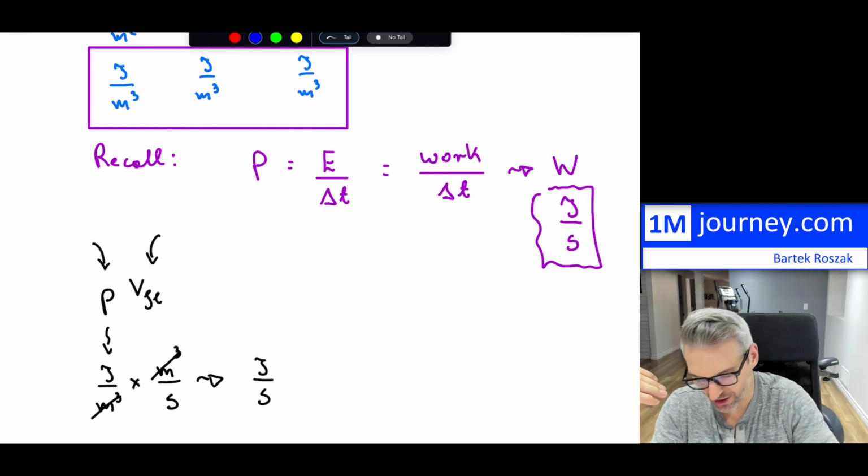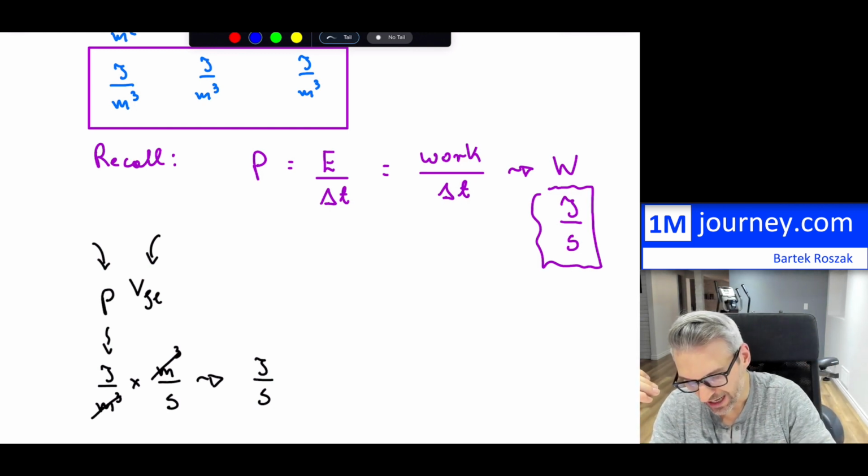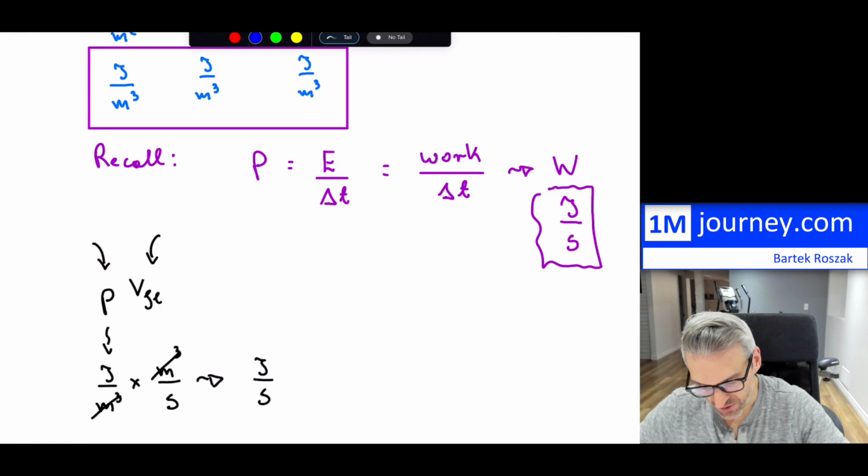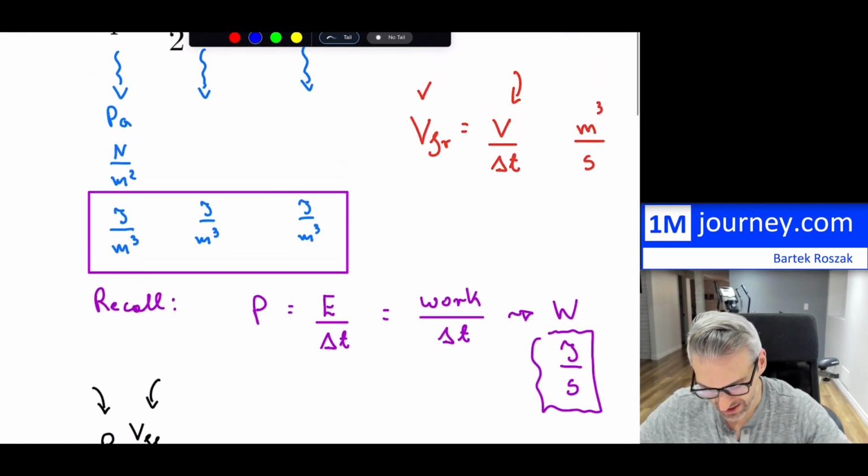Well, that power is going to be measured by how much you want to change your pressure by, and then how quickly this volume flow rate is moving along. So that's one of the components that we have. Now, if you take the other components, you're going to find something very similar.